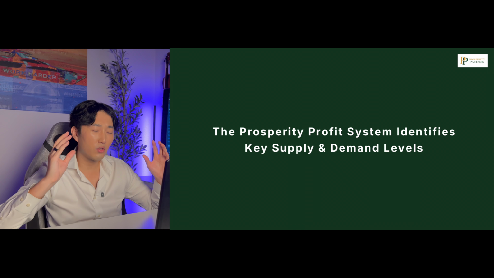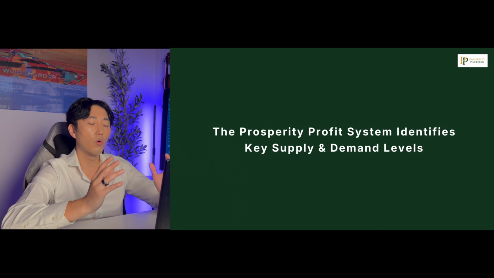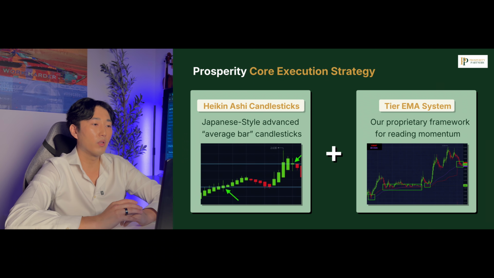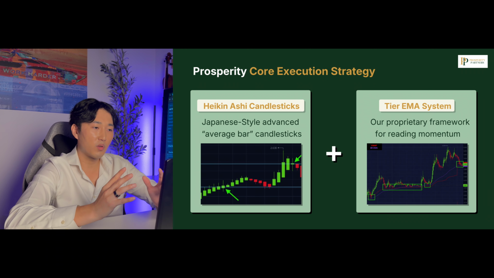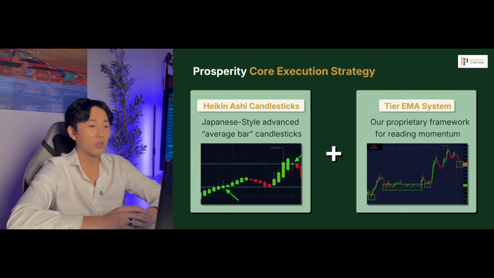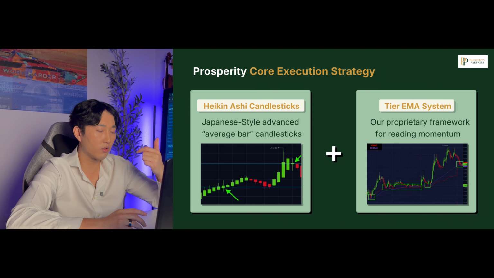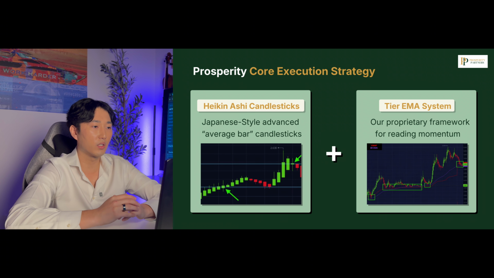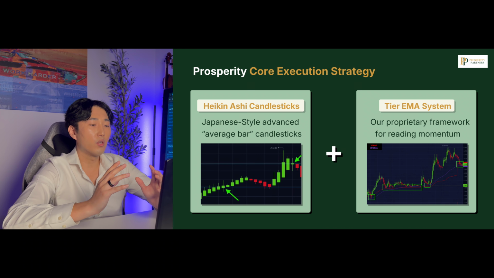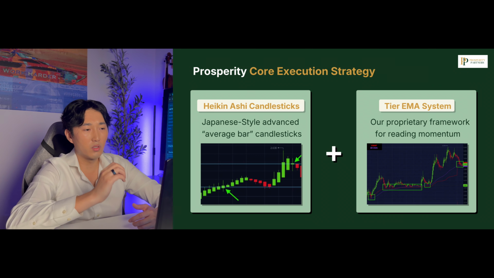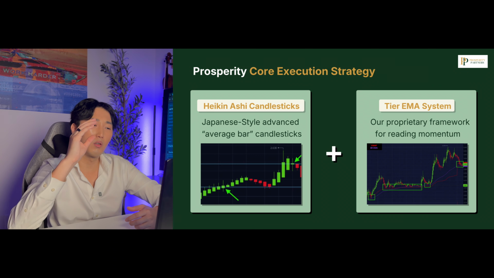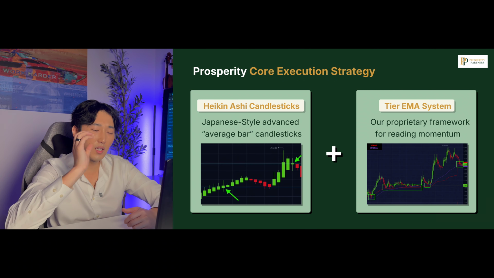But how do we get to that core execution strategy? Well, to understand that thoroughly, we use our back system. We use what's called Heikin Ashi candlesticks. It's a Japanese-style advanced average bar candlestick. I do not use bar graphs, I do not use line graphs, I do not use regular candlesticks. I use only the Heikin Ashi. With this candlestick, you will be taught how to find those key levels of support and resistance, meaning where the most buyers are going to buy and where the most sellers are going to sell, and how to think like an algorithm, understanding where the algorithms are going to buy.